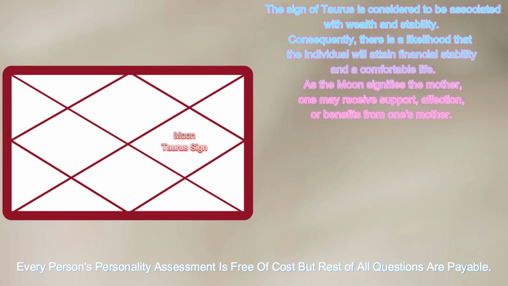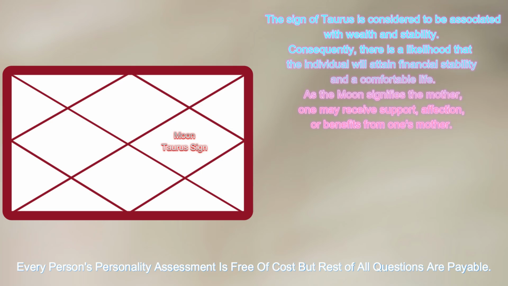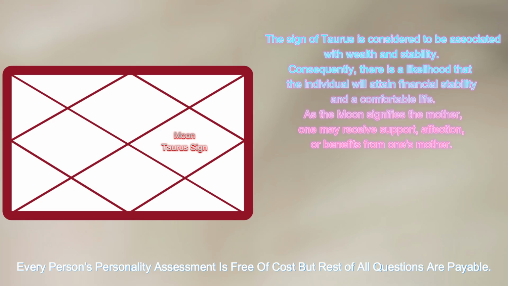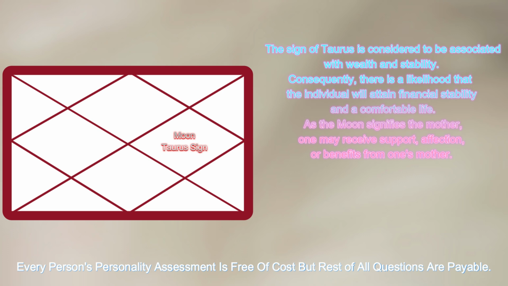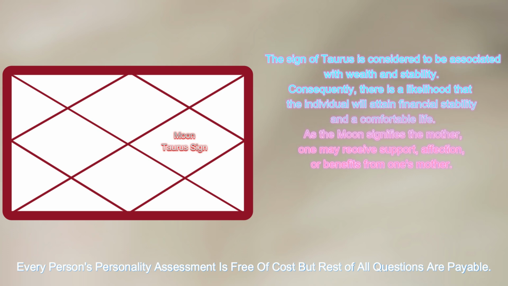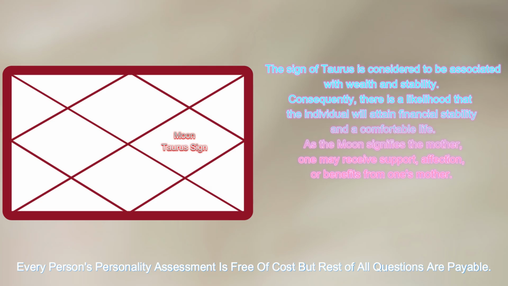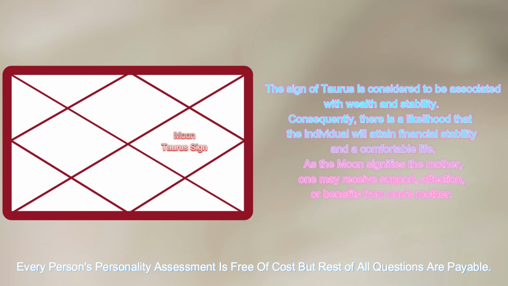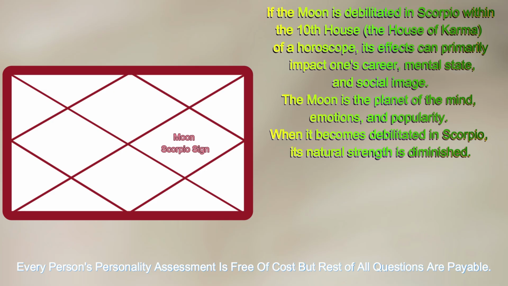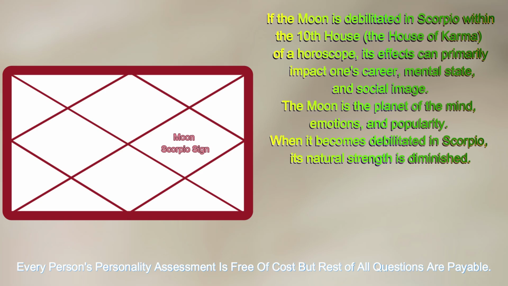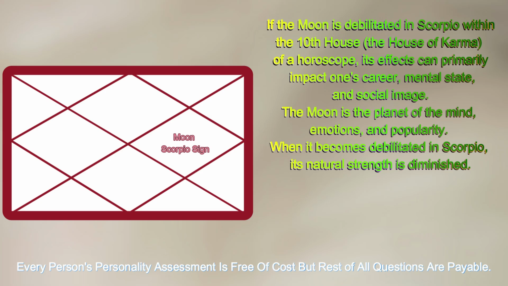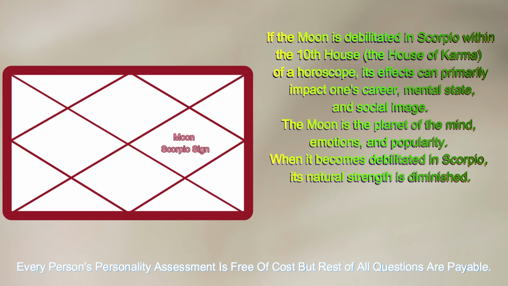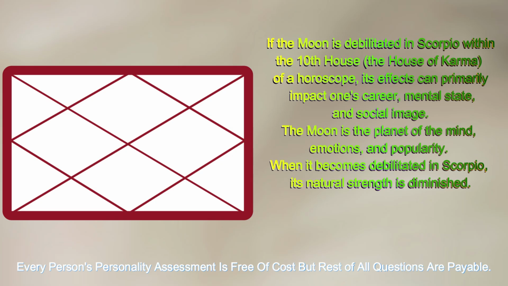The sign of Taurus is considered to be associated with wealth and stability. Consequently, there is a likelihood that the individual will attain financial stability and a comfortable life. As the moon signifies the mother, one may receive support, affection, or benefits from one's mother. If the moon is debilitated in Scorpio within the 10th house, the house of karma, of a horoscope, its effects can primarily impact one's career, mental state, and social image.